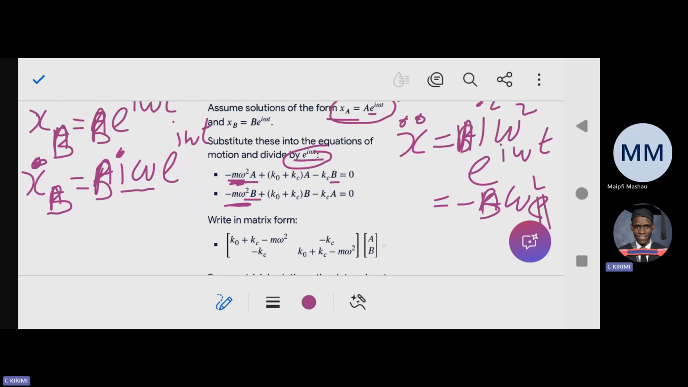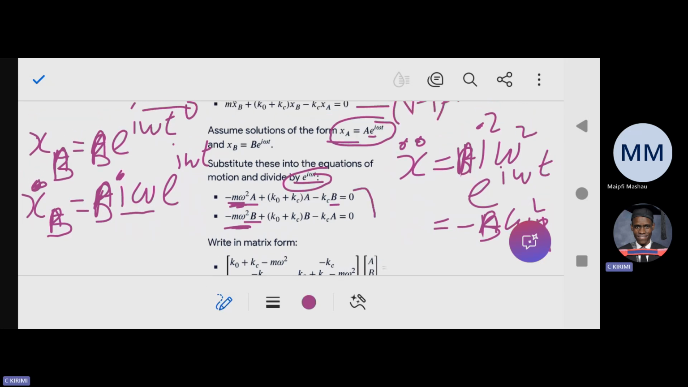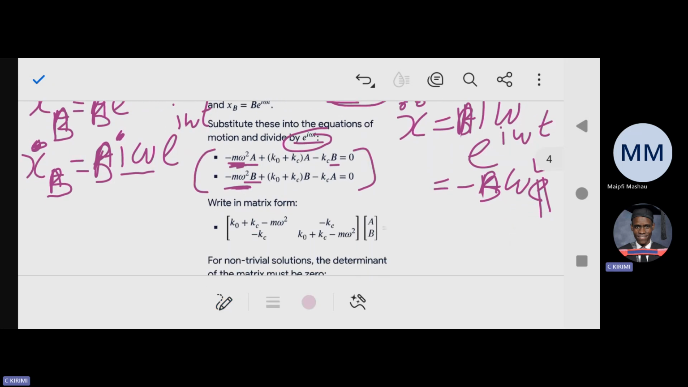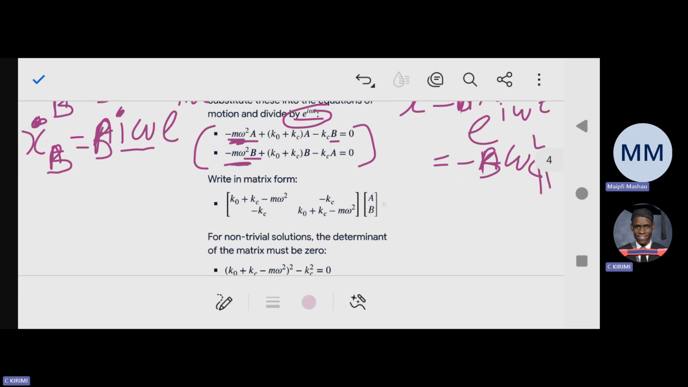So from this equation, if you are given these two equations, how will you solve for omega from these two equations? You can just copy them down so that you can recap when you're coming.